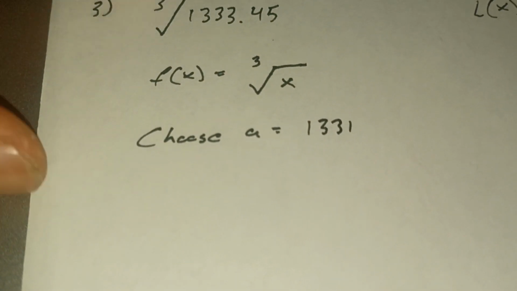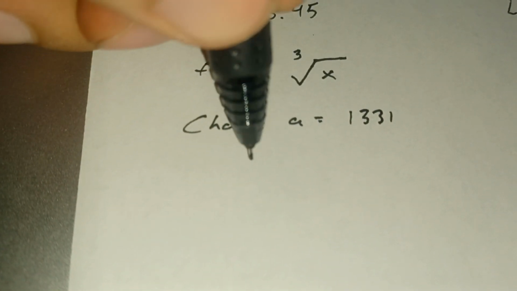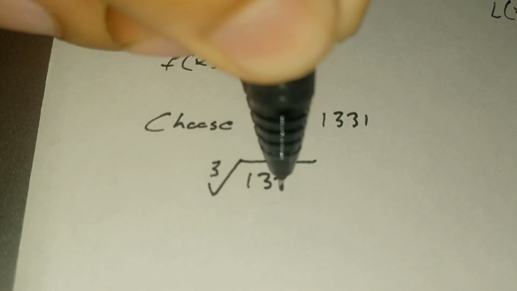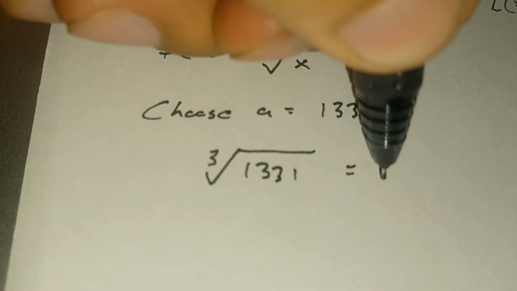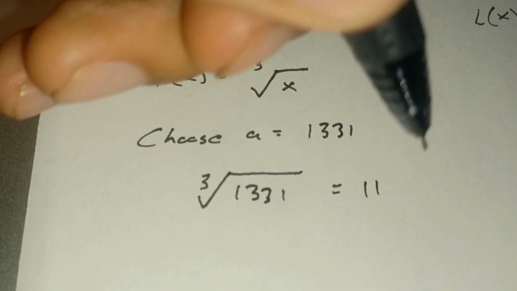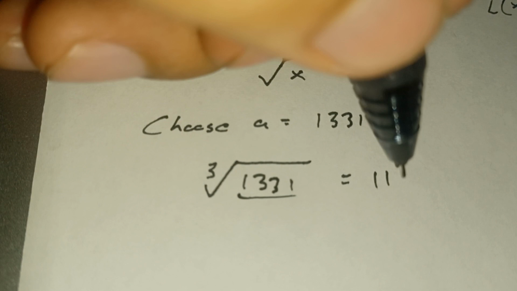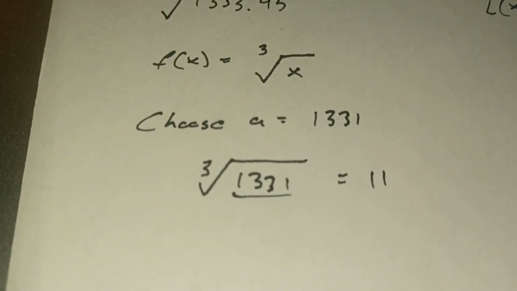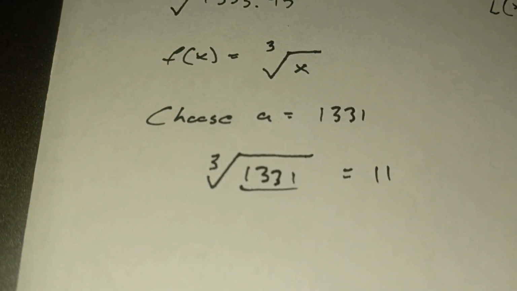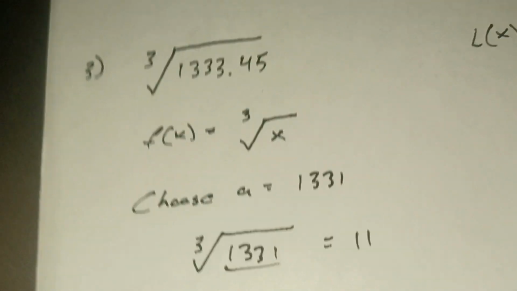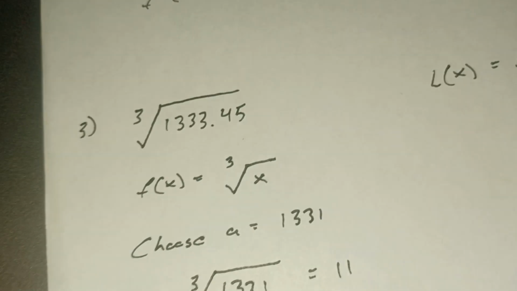1331. That's going to be our a, because the cube root of 1331 is equal to 11, right? Because 11 multiplied by itself 3 times is going to give us this number. That's why we chose our a to be 1331, because that's close to this value.